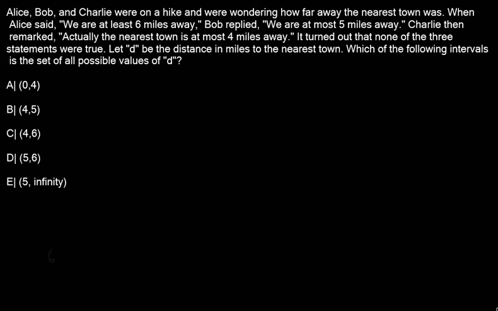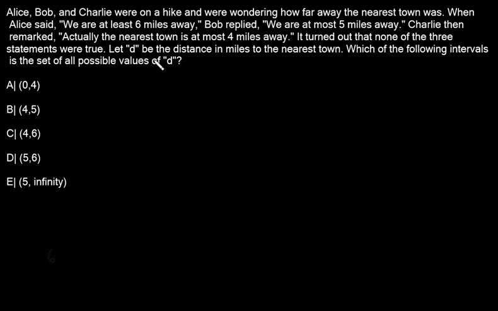Alright guys, this question here says: Alice, Bob, and Charlie were on a hike and were wondering how far away the nearest town was. When Alice said, "We are at least 6 miles away," Bob replied, "We are at most 5 miles away." Charlie then remarked, "Actually, the nearest town is at most 4 miles away." It turned out that none of these three statements were true.